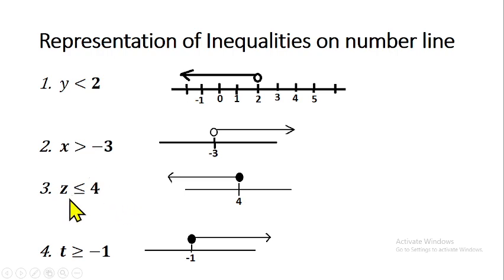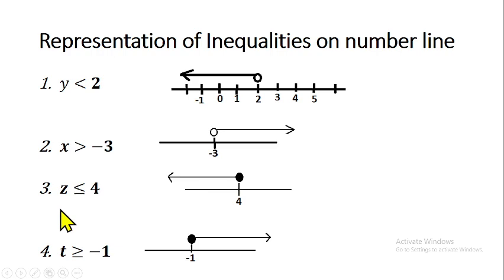Let's see another example. You have z is less than or equal to 4. How do you represent this on the number line as well? This is a weak inequality, and that is why this circle is shaded. So draw your number line, then locate 4. You can see that this is shaded because this is a weak inequality. Then where would the arrow face? This side or this side?